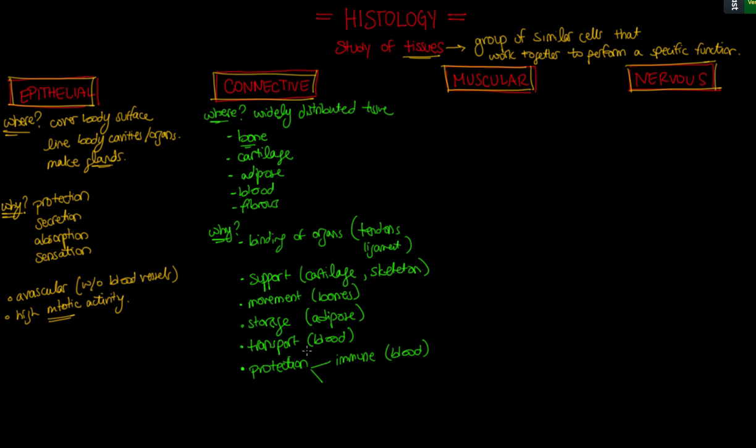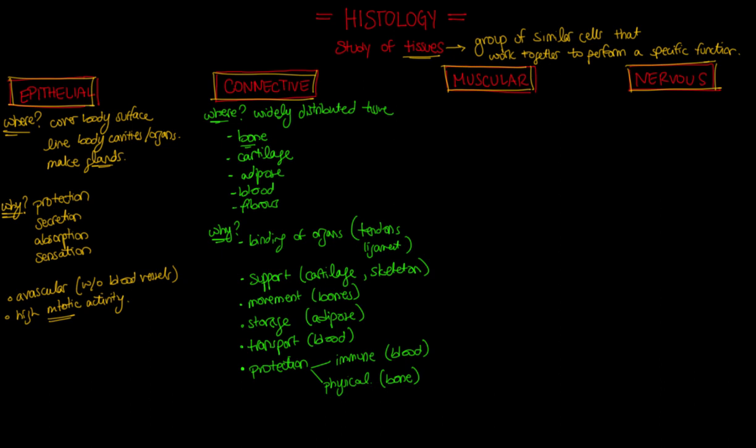And we also have physical protection afforded to you by your connective tissue. And once again, we see your bones really playing a big role in that. One example would be your skull that protects your brain. Your rib cage is going to protect your heart and your lungs. And so these are the functions of the connective tissue.